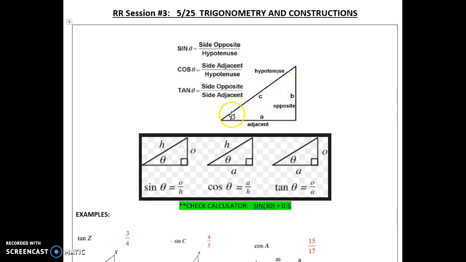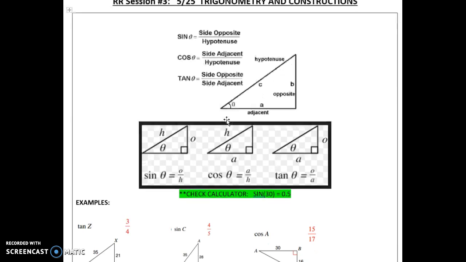Draw this triangle. Remember, if this is your angle measure, opposite is across the shape. The hypotenuse never changes. It's always across from the right angle. And the adjacent is the one that's closest to and connected to the angle, except it's not the hypotenuse.